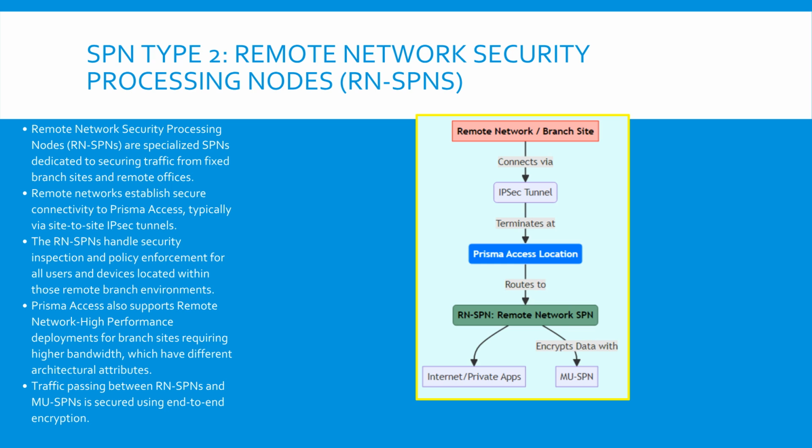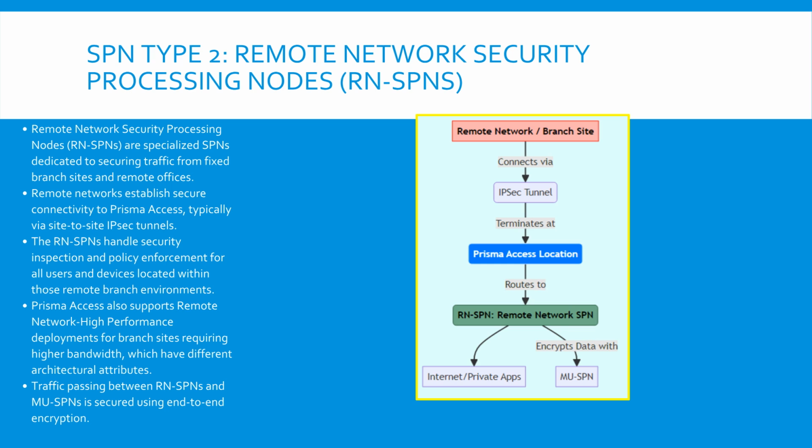A key architectural detail, repeating what we learned earlier, is that data moving between RNSPNs and MUSPNs remains encrypted end-to-end. This ensures confidentiality across the entire cloud backbone, whether the traffic is moving between a branch and a remote user, or vice versa. What is the main point of this slide? RNSPNs provide consistent next-generation security enforcement for all your fixed remote network locations, often connecting via IPsec tunnels and ensuring traffic security at scale.